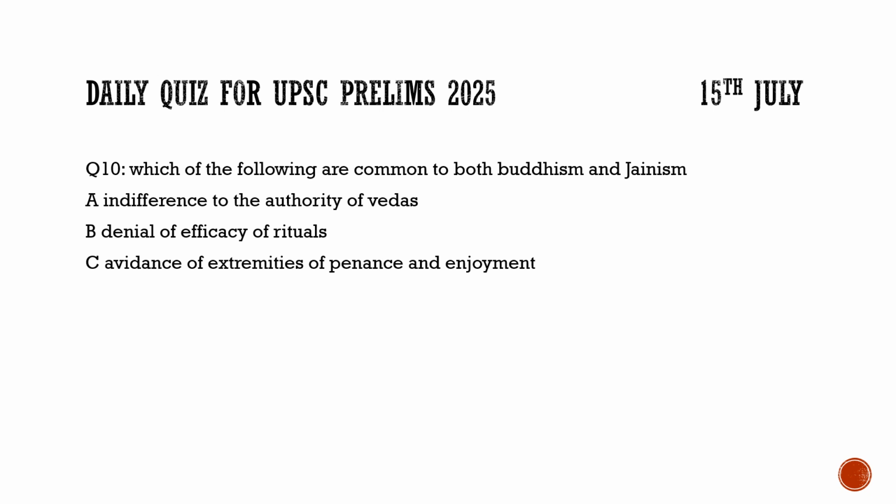Now coming to question number 10, it asks which of the following are common to both Buddhism and Jainism. A, indifference to the authority of the Vedas. Yes, it is common to both Buddhism and Jainism. B, denial of the efficacy of rituals. It is in both Buddhism and Jainism. C, avoidance of extremities of opinions and enjoyment. No, it is not common to Buddhism and Jainism. So for question number 10, A and B are the correct options which are common to both Buddhism and Jainism.